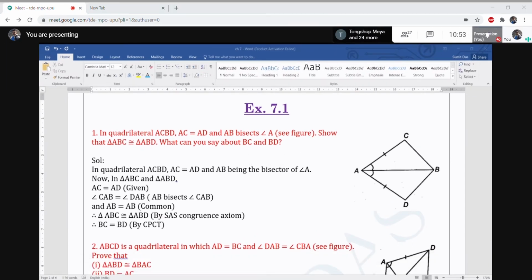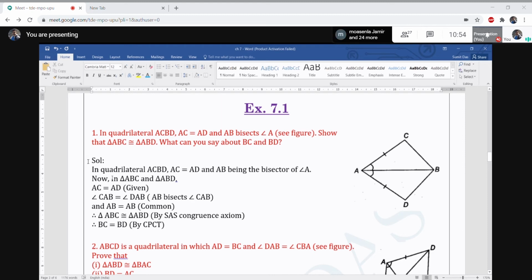So I'm starting exercise question number one, page number 129. This question says that in a quadrilateral ABCD, you can see the diagram, AC equals AD, and AB is the bisector of angle A. Bisector means it divides the angle A into two equal parts, right?